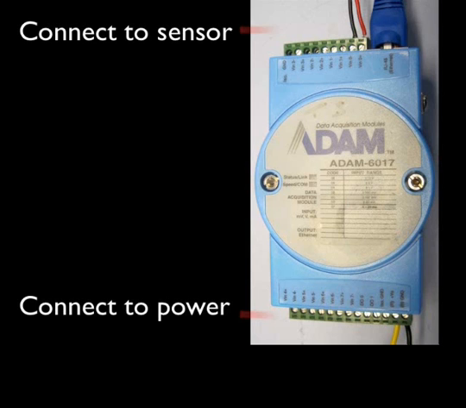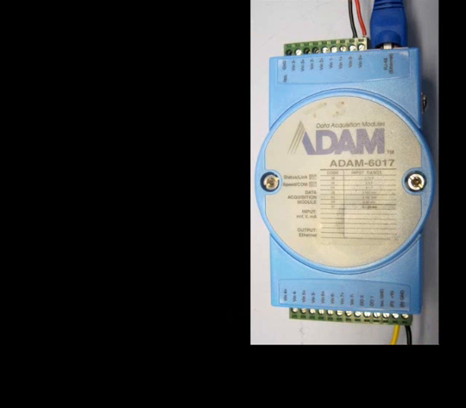Wire the plus, VS, and ground terminals in the lower right to a 10 to 30 volt DC power supply. Wire VN0 plus and minus to a sensor. Attach the module to your Ethernet network.